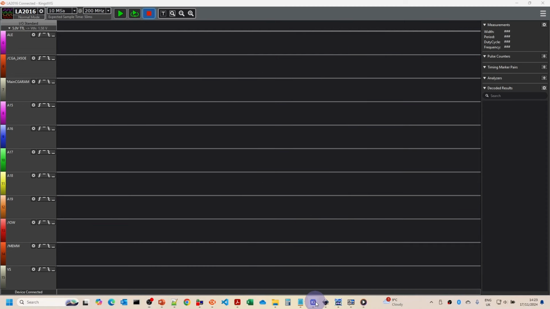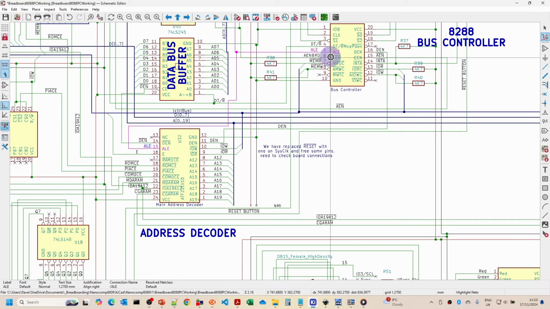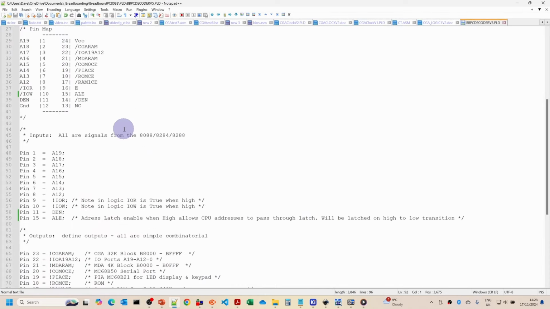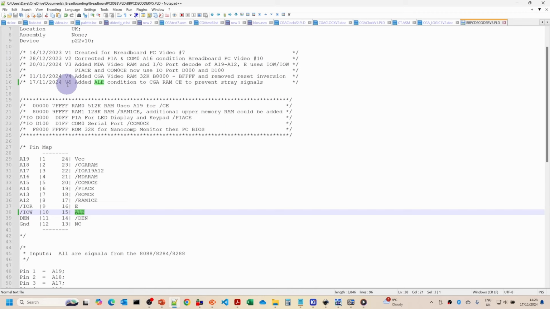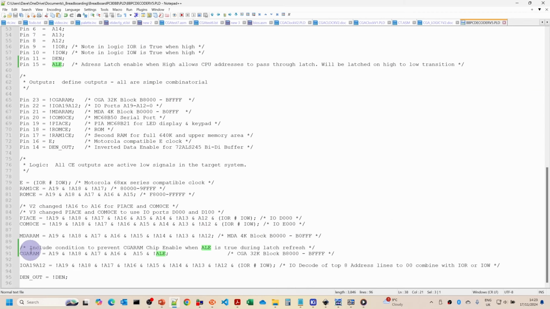Okay, so I've done those changes. If you look at the KiCad diagram, you can now see I've added an address latch enable to this decoder, and we've wired it into the bus controller over here, so that now has the extra thing we need for the condition. If we have a look at the rules over here, now the address latch enable has been added. This is version 5, I think, of the address decoder. We've added the pin, then we've just added to our CGA RAM condition. We will only allow the CGA RAM chip select to go low if address latch enable is also low.